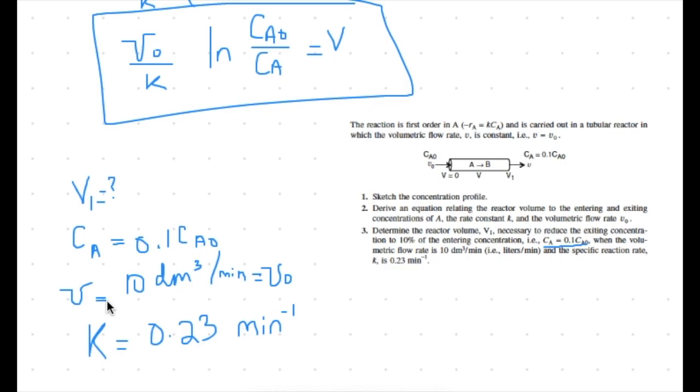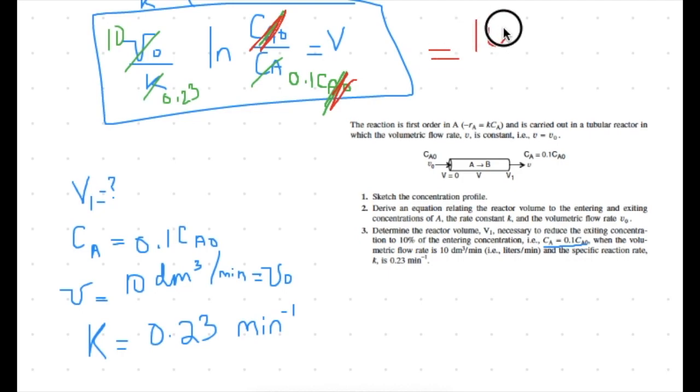So it looks like we just need to sub these into the equation that we calculated, the equation that we found in part B. Make sure that all of your units match up. The volumetric flow rate is per unit of time in minutes, and K is inverse minutes. Although we are not given the initial concentration, once we substitute 0.1 Ca naught in for the Ca, the Ca naught terms will end up canceling out with one another.